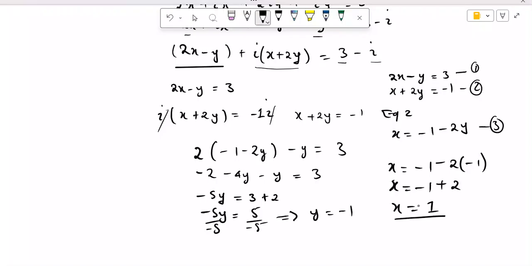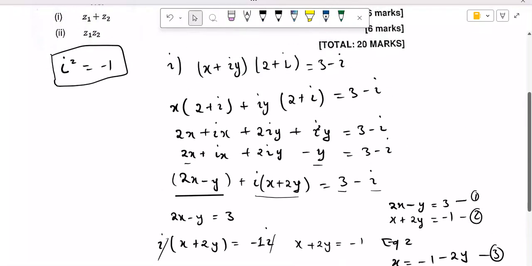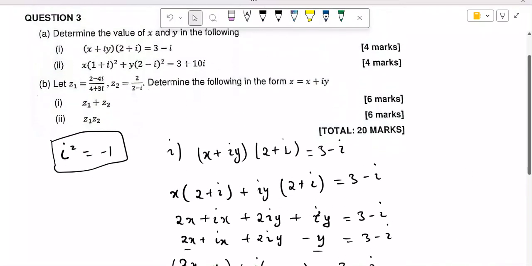So you can prove by substituting these values in here. You can prove x is 1. So 1 plus 2 times y, where y is negative 1, will give you negative 1. So this is how you solve this part, question 1.